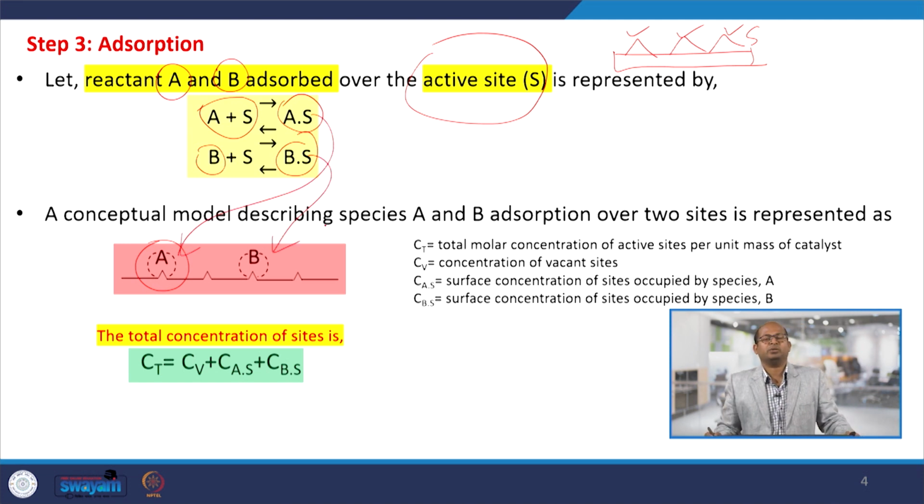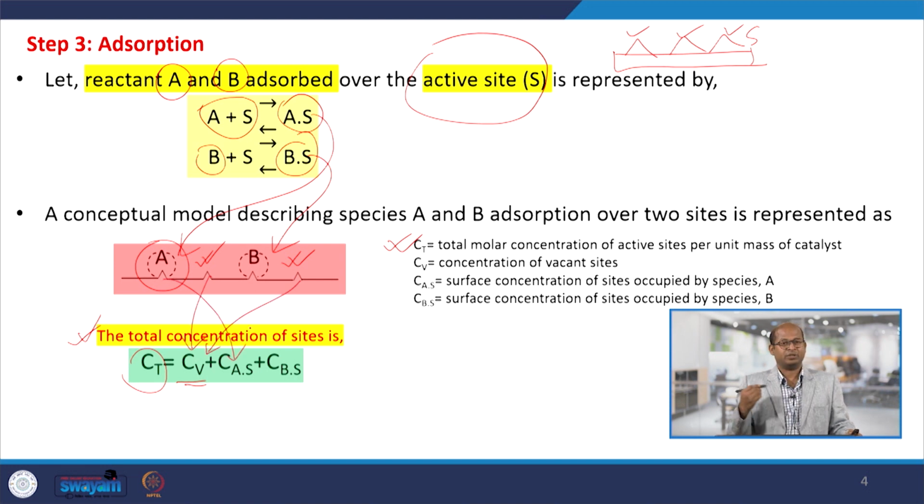This way you can express that both A and B are reactants that get adsorbed over the surface of the catalyst. On the catalyst surface these are the vacant sites, where none of the reactant molecules are adsorbed. If we want to consider the total surface sites, CT is the total number of active sites present inside the catalyst we have prepared. These are the vacant sites, these are the sites occupied by A, and these are the sites occupied by B, and together they make up the total surface in the catalyst.